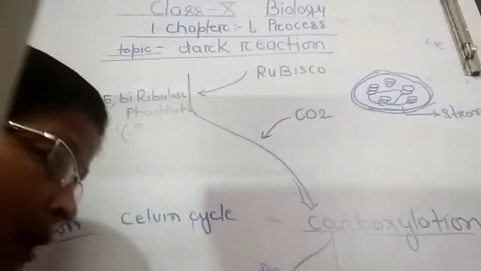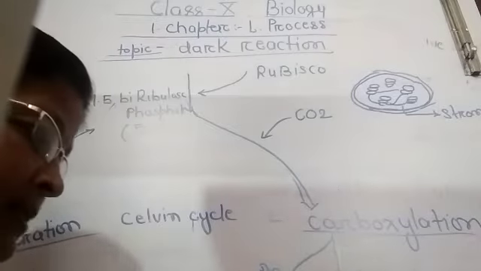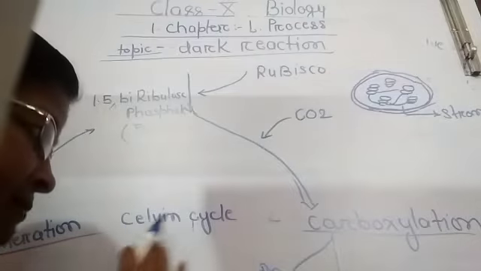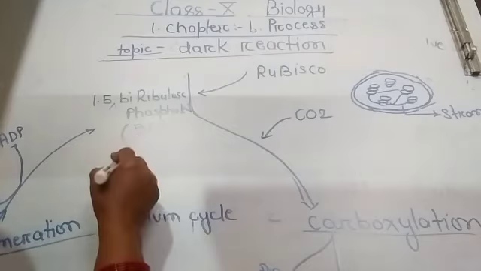Okay, now we try to understand the process of the dark reaction. Dark reaction is also known as the Calvin cycle. It is called the Calvin cycle in honor of the scientist Melvin Calvin.